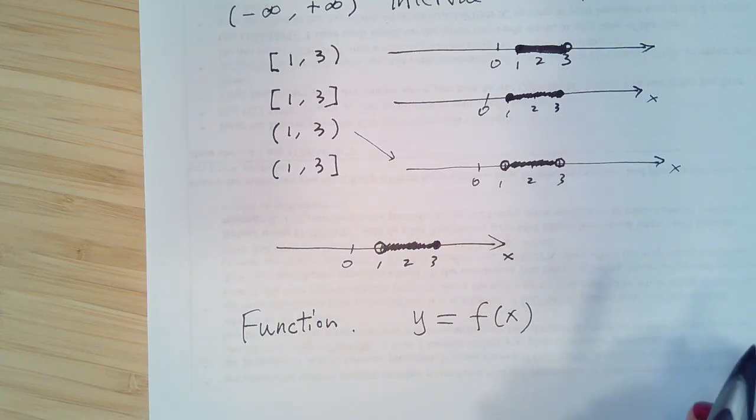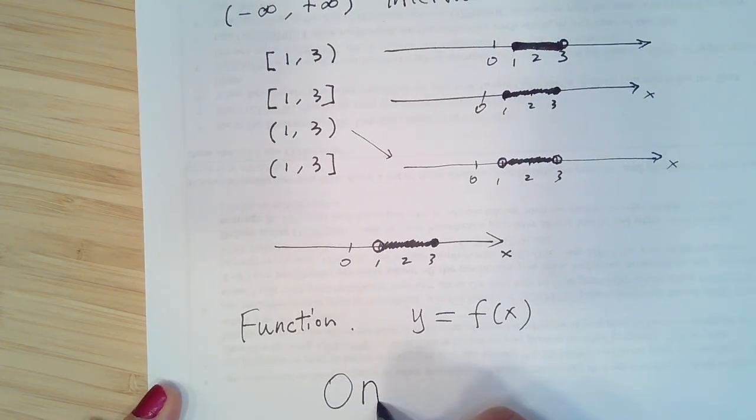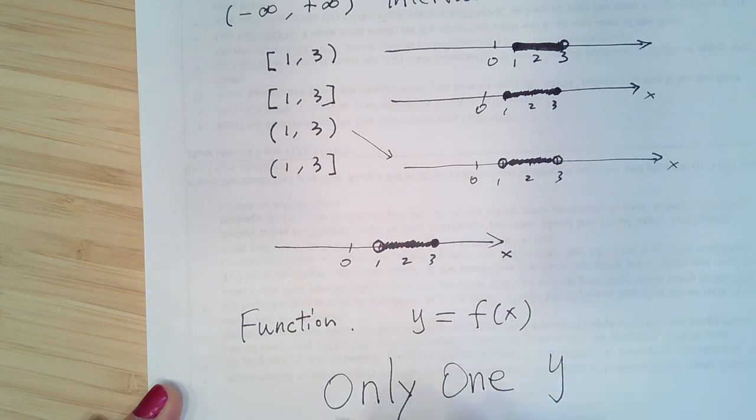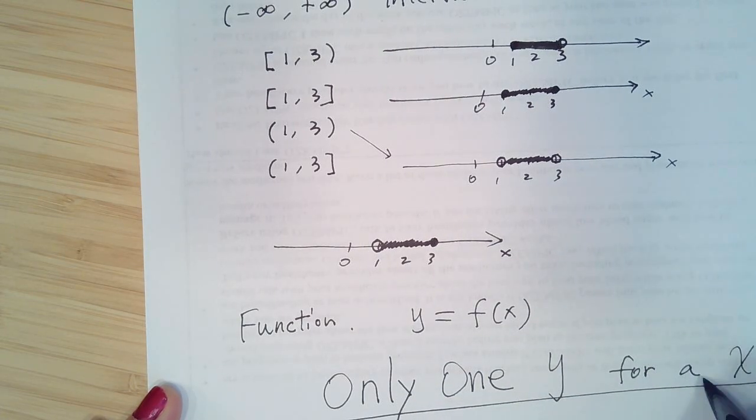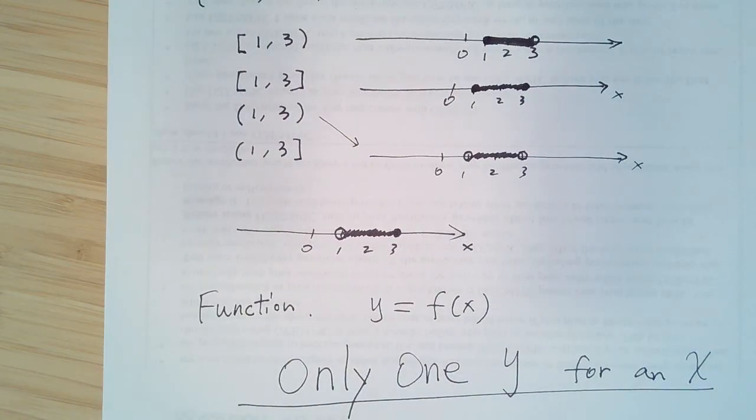The most important concept is that for any given x, for all the possible x, there is only one y for each x. Only one y.